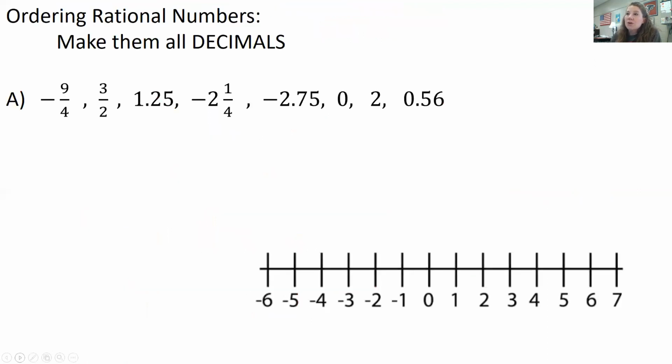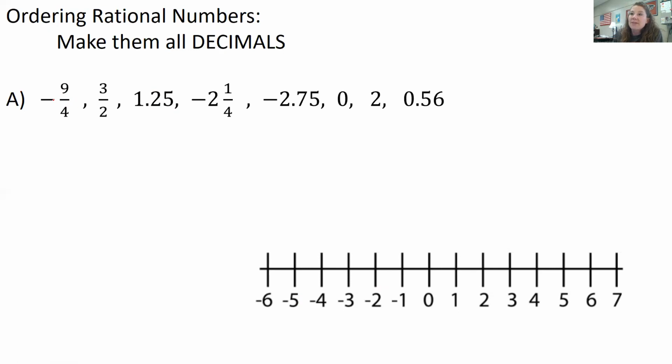Now, when you order rational numbers, the easiest way to order them, meaning list them from least to greatest, is to make them all look the same. So you can either make them all look like fractions. The problem with that is that you would have to make them all have common denominators, which can be a lot of work. Or the easiest thing, my suggestion is to always make them decimals if you need to. So for example, look at the first one, 9/4.